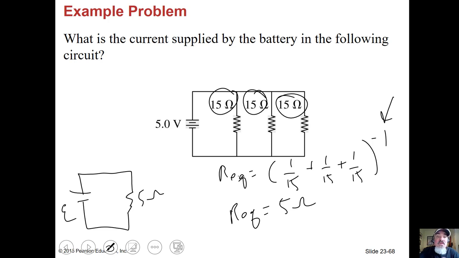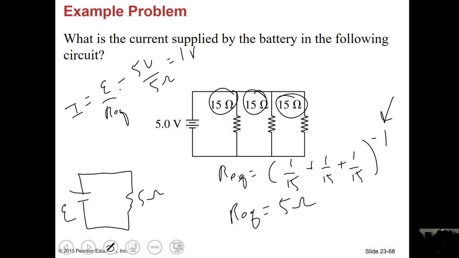And then you can get the current like we did before. Squiggly E over the equivalent resistance. So 5 volts divided by 5 ohms, 1 amp here. 1 amp here, but also 1 amp here.